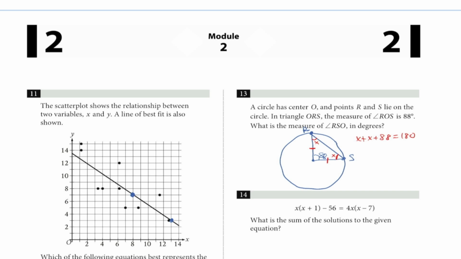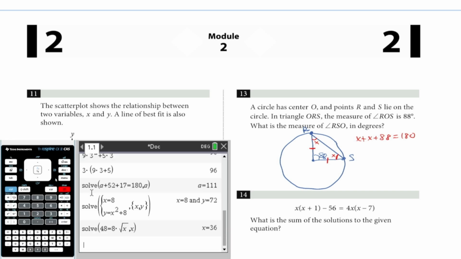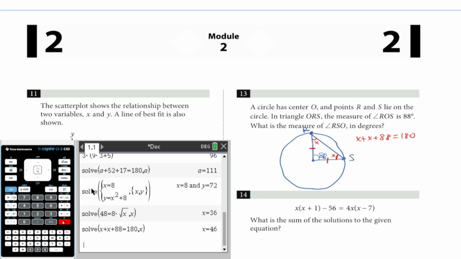So again, we can pull up our calculator and go to menu 3-1. x plus x plus 88 equals 180, comma x. So we get x equals 46. And so that's our answer. Cool. So drawing our shapes is generally a very helpful thing. I would recommend drawing your shapes usually.